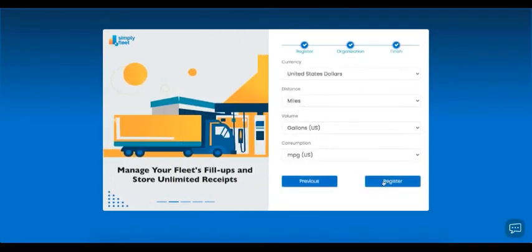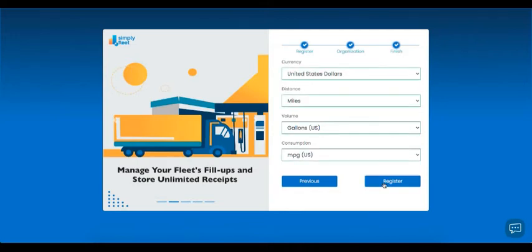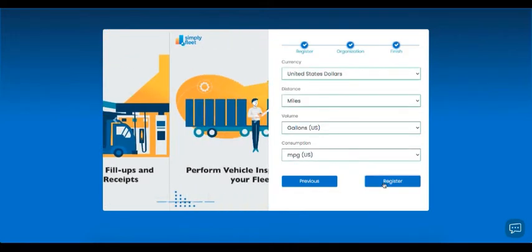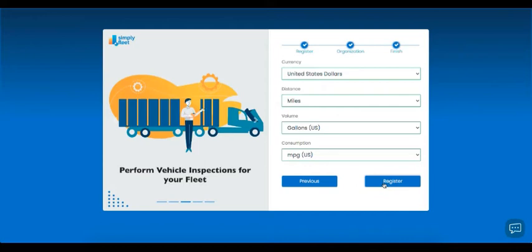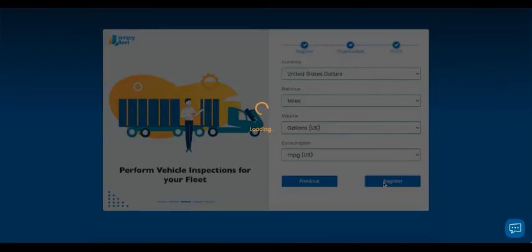Make sure you double check the default units that you'd like to see your data in. For example, do you want to check your mileage data in miles or kilometers? Each vehicle can have its own unit, but we will get to that when we look at creating vehicles. Once you're done, click Register.